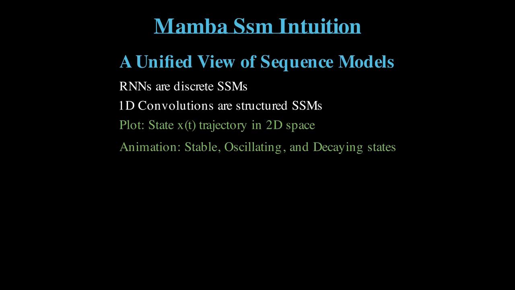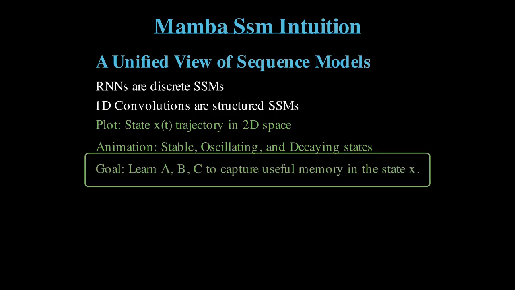The entire game of training an SSM is to learn the A, B, and C parameters so that the state x carries useful, compressed memory of past inputs to predict future outputs. Our models, however, don't operate in continuous time. They see discrete tokens, one after another. So, we need to convert our continuous system into a discrete one. This process is called discretization.